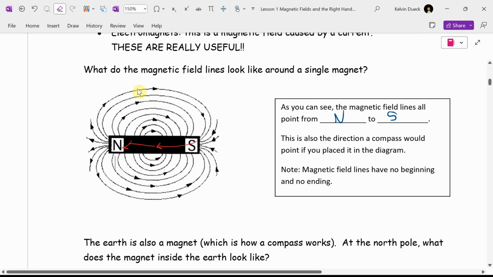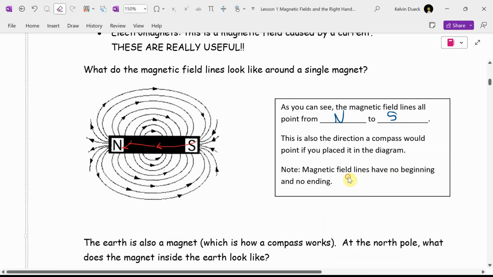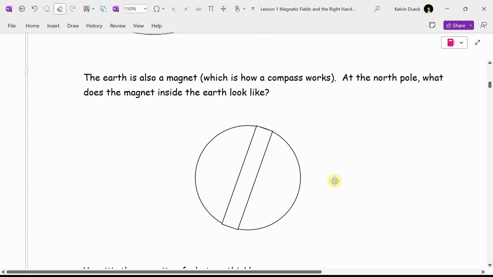The Earth is also a magnet. That's how a compass works. In fact, I have a compass right here. Let me pause the video for a second. If magnets point from north to south, what does the magnet inside the Earth look like? Like that.